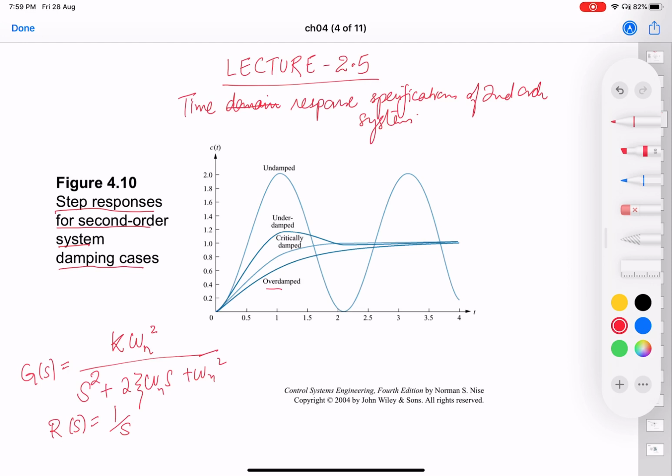Here the y-axis has been normalized. So basically you see a response as a function of time, C(t) divided by the gain k. So assuming that the gain k here is 1, that is why your responses are all settling down. Normally they settle down at k, but here they're all settling down at the value equal to 1. And the undamped response has a peak equal to twice of the steady state value.